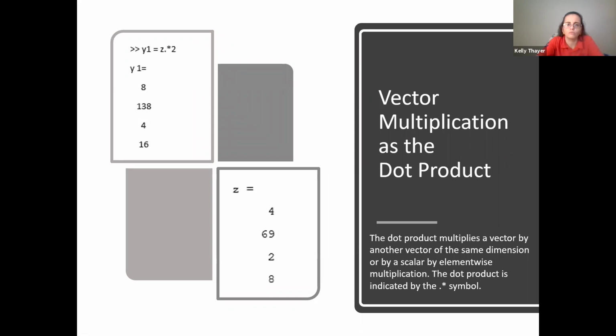We can also do vector multiplication as the dot product. So the dot product multiplies a vector by another vector of the same dimension, or a vector by a scalar, by element-wise multiplication. The dot product is indicated by the dot star symbol as seen here.